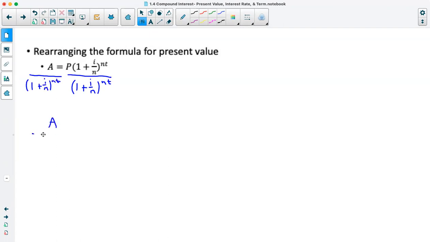So A over 1 plus I over N to the NT is equal to our principal.